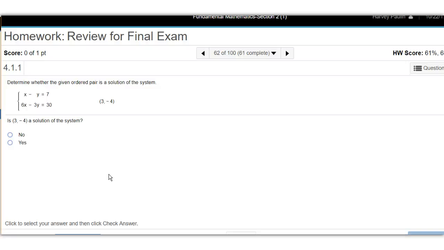Okay, so apparently now we are in chapter 4, and we're asked to determine whether the given ordered pair is a solution for the system. And of course the protocol for doing this is just to substitute. So our x value is 3, so this would be 3 minus a minus 4 gives us a plus 4 equals 7. So this works in the first one.